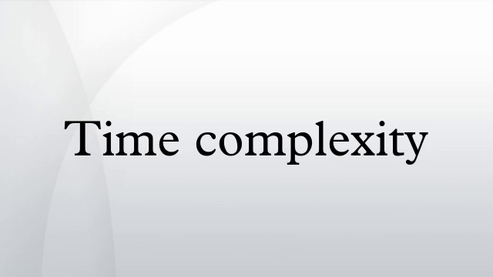When expressed this way, the time complexity is said to be described asymptotically, that is, as the input size goes to infinity. For example, if the time required by an algorithm on all inputs of size n is at most 5n^3 + 3n, the asymptotic time complexity is O(n^3).